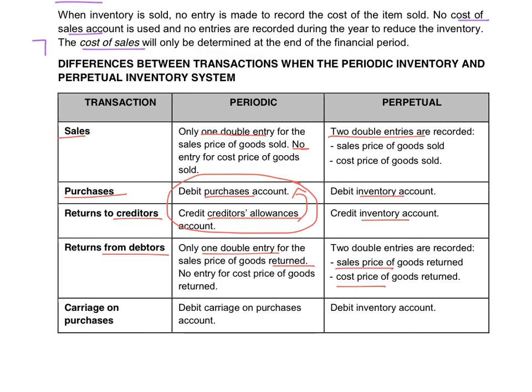Carriage on purchases, import duties, shipping fees, any expenses that you pay when you buy the goods in the perpetual system will be recorded in the inventory account. Any expenses that you pay from the time that you buy until it's delivered to your premises will be recorded in the carriage on purchases account, that is a nominal account, import duties account, shipping fees account, etc.